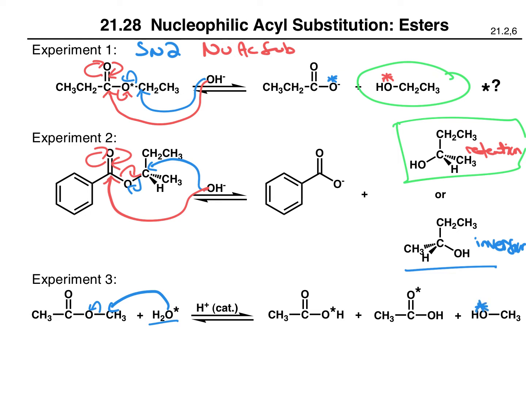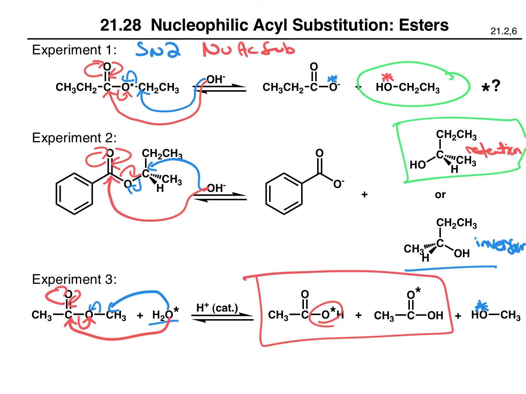But if it's nucleophilic acyl substitution, then we get this. And so we would expect our radiolabel to be here. What's observed experimentally is we get this. So why does it end up in both places? Let's think about the mechanism.